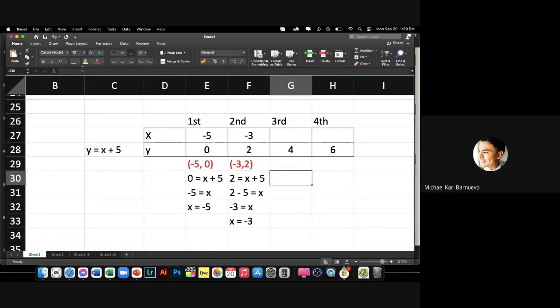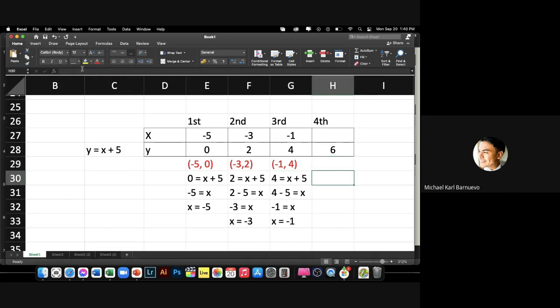Third coordinate. 4 is equal to x plus 5. Again, we transpose. That is 4 minus 5 is equal to x. X is now negative 1, or x is equal to negative 1. Okay? So we put negative 1 here. Coordinate for the third, we have negative 1, 4. Again, it's a standard that we do these coordinates. Kasi it's easier to plot if we have this. Ito yung format natin ng coordinates.